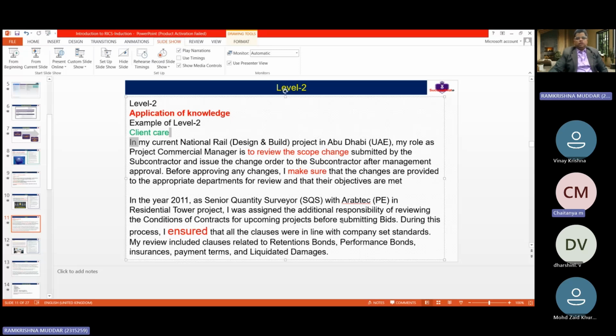If you have to understand, this guy has never worked in procurement. What he is stating is that as a contractor, I was assigned additional responsibility. So he knows what he has done. He is telling that I am a post contract QS or a pre contract QS, but I was assigned this additional responsibility. So then nobody can question you. The question will be, do you know what is retention bond? Do you know what is performance bond? That 100% you can answer. Clear?